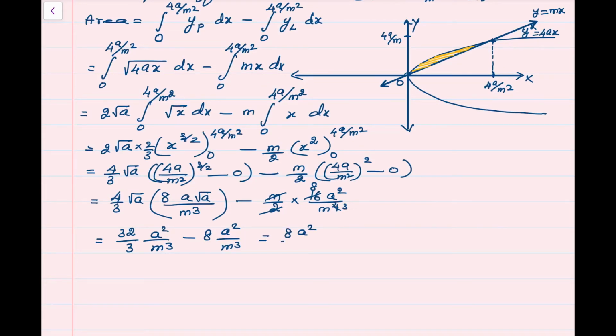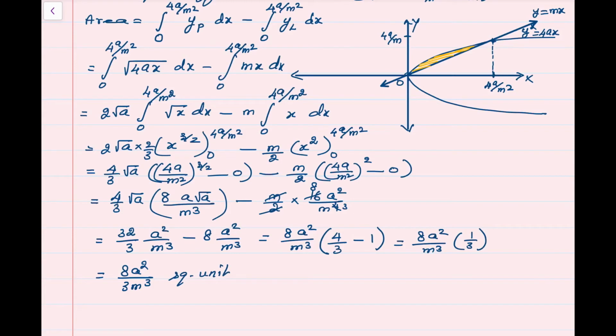8a square divided by m cube is common. We get 4 divided by 3 minus 1, times 8a square over m cube. This is 1 by 3. Therefore, the answer is 8a square divided by 3m cube square units.